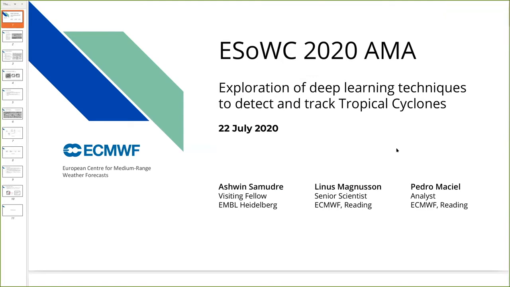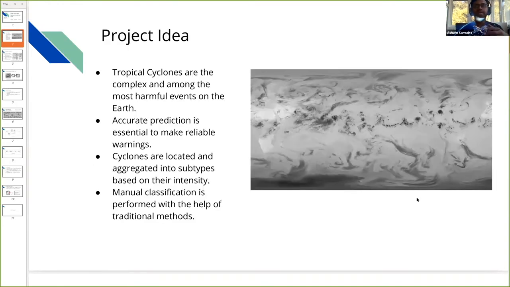Okay. So hello everyone. I'm Ashwin. I'm currently working on this topic of exploration of deep learning techniques for detection and tracking of tropical cyclones. My mentors are Linus Magnusson and Pedro Maciel. We arrange meetings twice monthly, and the collaboration is going pretty good. So the project idea is about tropical cyclones.